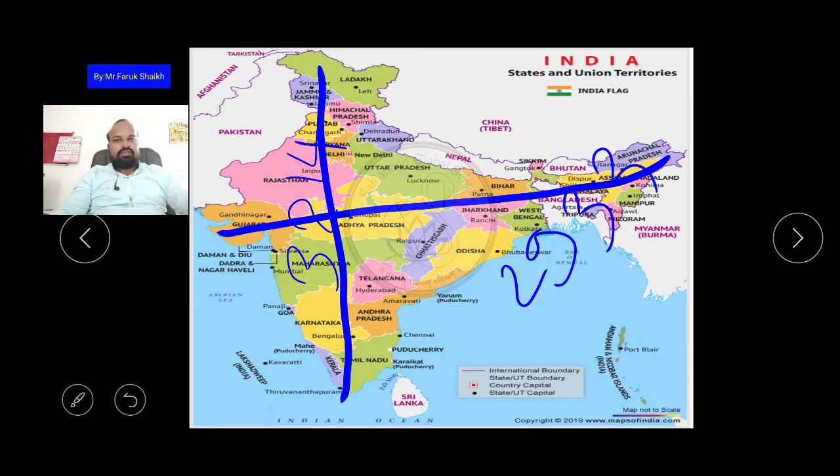Got it? आप सबको ये बाय हार्ट कर देना है. That is the distance. Here you can see, Kashmir to Kanyakumari, 3214, and from Arunachal Pradesh to Dwarka in Gujarat, 2933 kilometers. Okay, 3214, 2933, this is the distance. Got it?